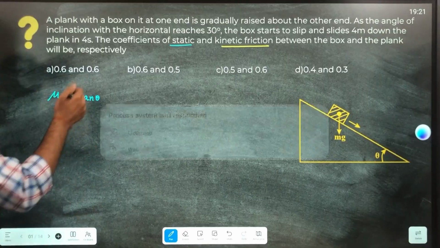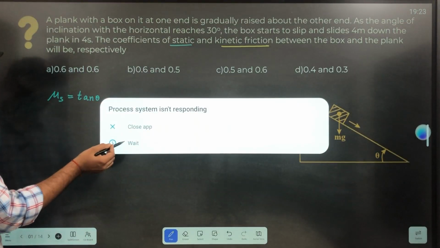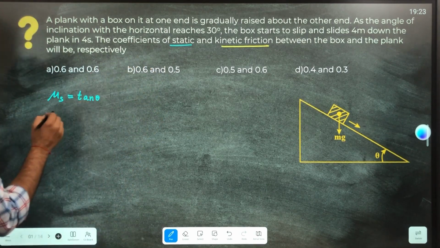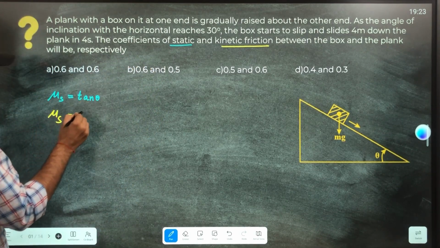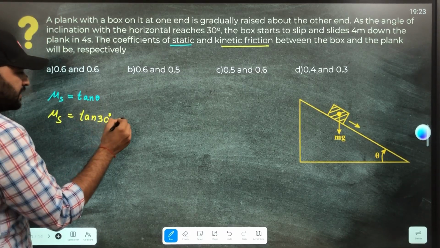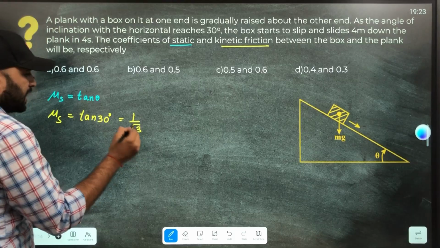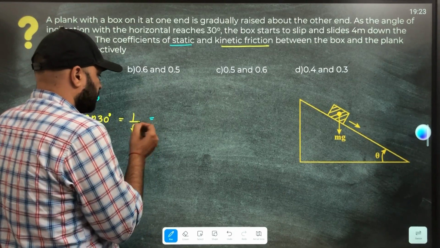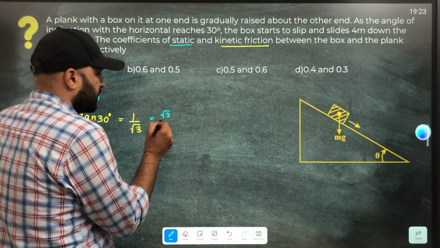So mu s will be equal to tan theta, and our theta here is 30 degrees, so mu s will be equal to tan 30 degrees, correct? And what is tan 30? Tan 30 is 1 by root 3. So that will be our mu s. Mu s is 1 by root 3, or that will be equal to root 3 by 3.